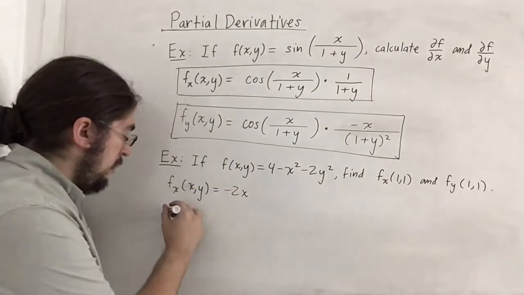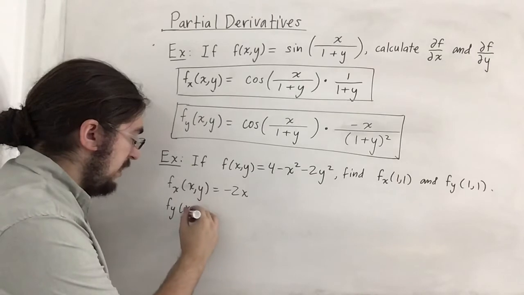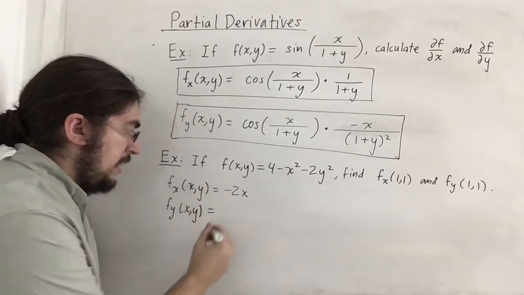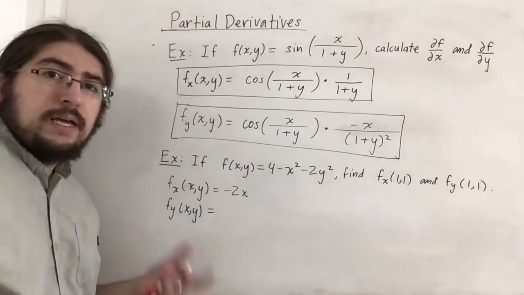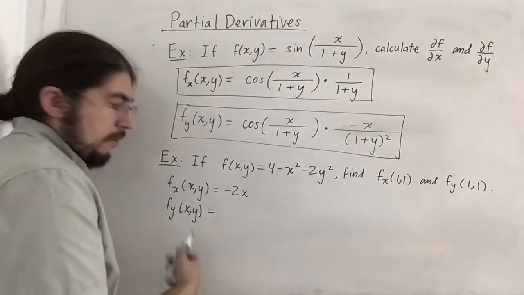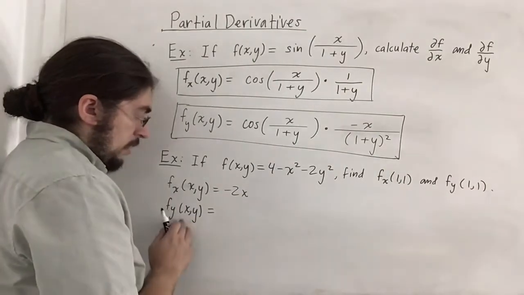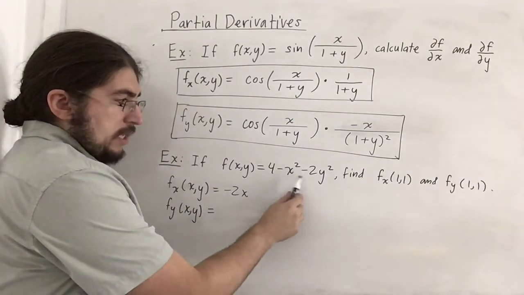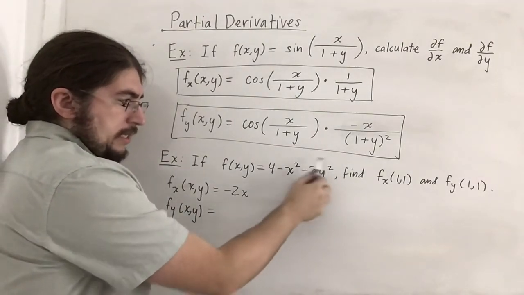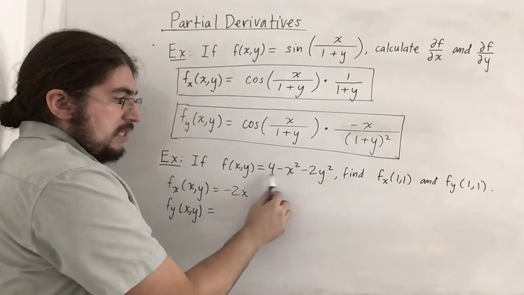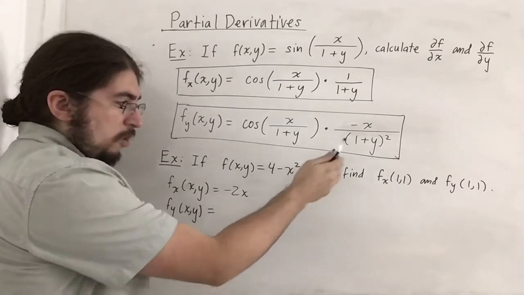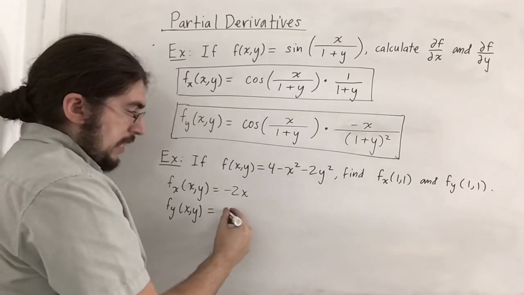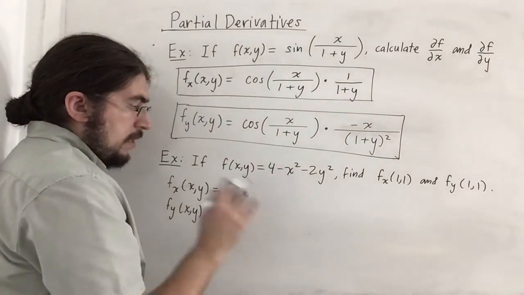Okay. Similarly, f sub y of (x, y) is what? Well, here, anything that's a constant already is still a constant, and anything involving only x is a constant as well. So here, 4 is a constant, x squared is a constant, but this is not a constant. So the derivative of these two is 0 with respect to y. The derivative of 2y squared is 4y to the first power, so it's negative 4y actually. Great.